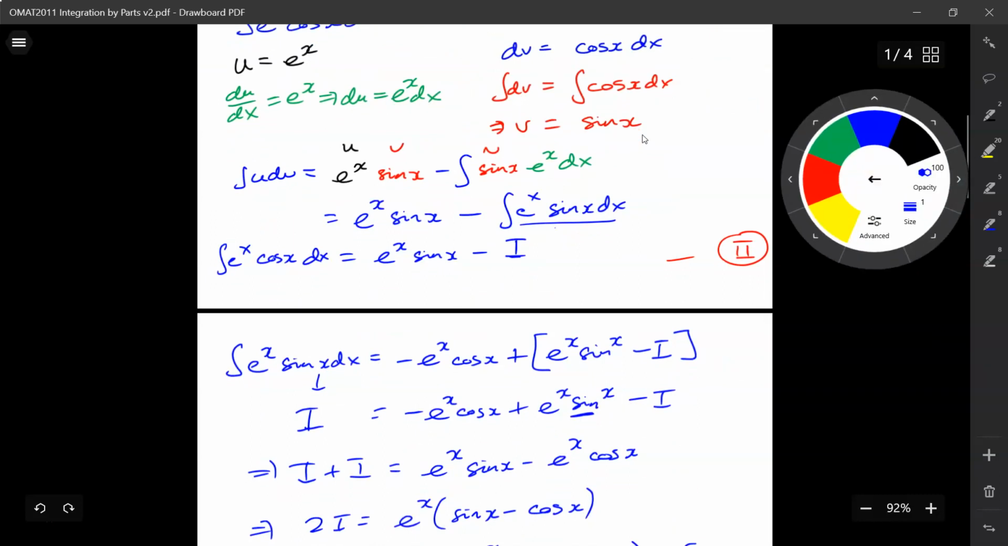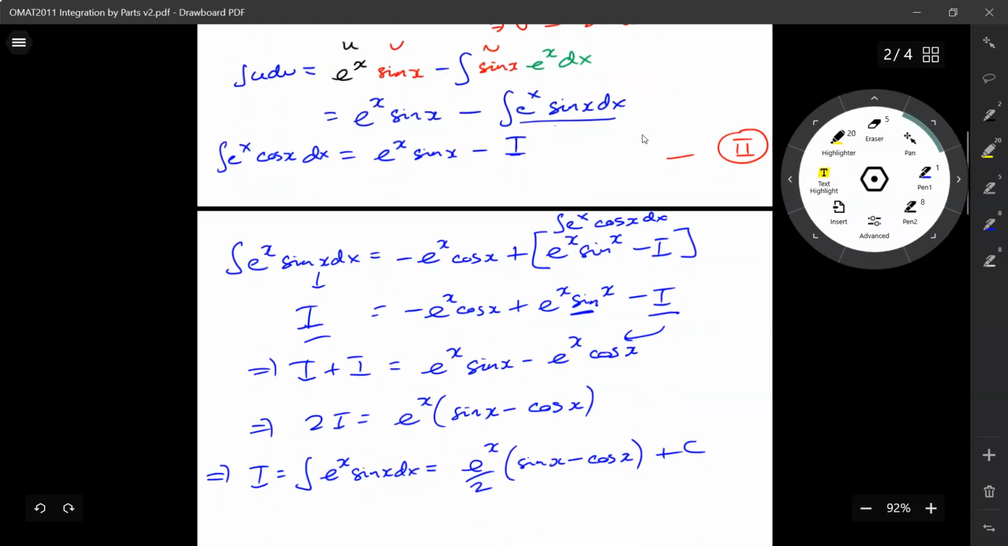That's the integral of exponential x cosine x dx. If I put that in there and substitute it in, I'll get the I on this side, I on that side. I bring this one over, and then I've brought all the I's to the left-hand side. And that's what you're looking for.